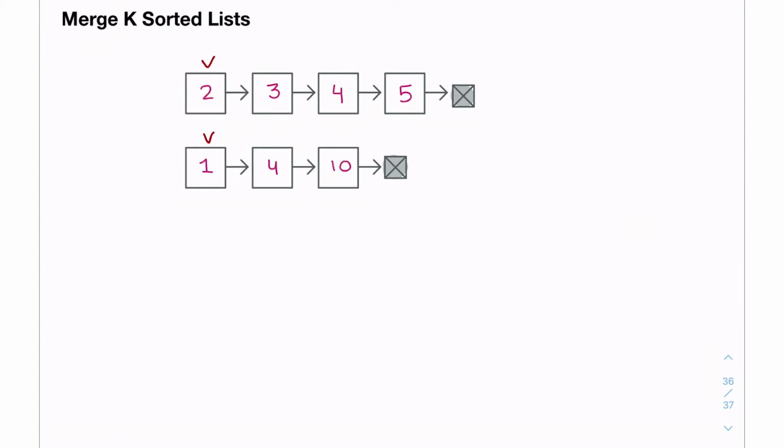Now the procedure requires you to keep comparing the values of the elements at each of these 2 pointers with each other, and you have to keep selecting the smaller element.